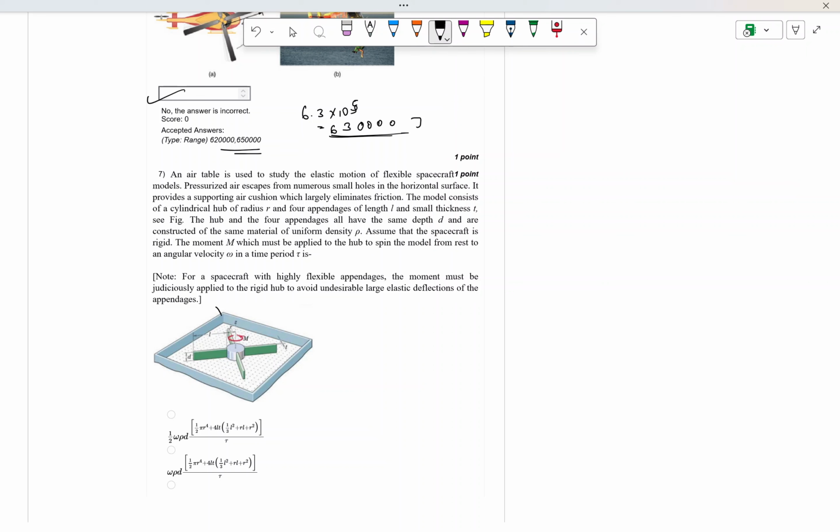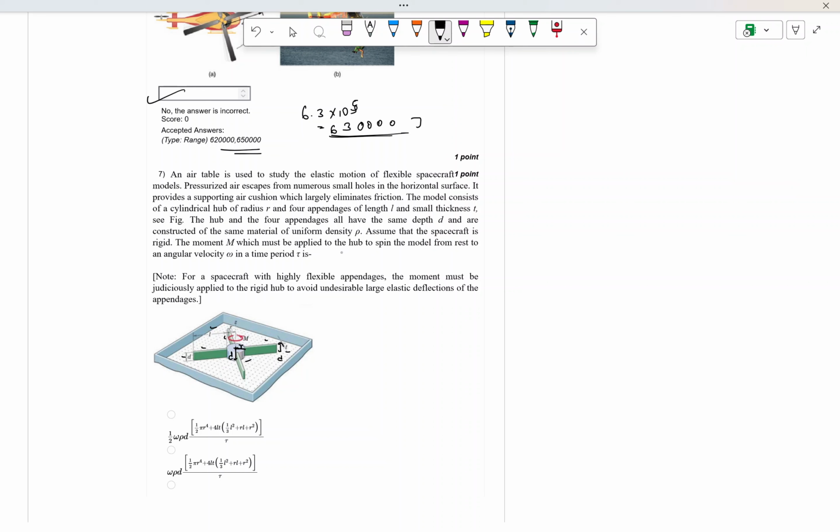Okay, so this is the hub, which has a cylindrical shape with a radius of r. And four appendages, these are the four appendages, in green. They have length L and small thickness T. They are very thin, their small thickness is T like shown here, and length is L. Their width is D also. The hub and the four appendages all have the same depth D. That means this is also D, and this height of the central hub is also D.